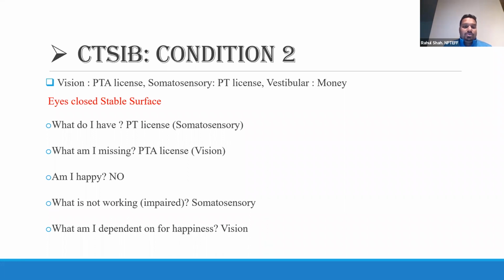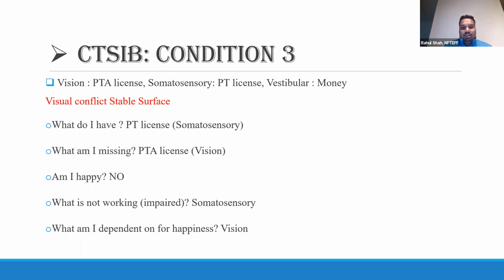So I have my somatosensory system, but I cannot balance. That means my somatosensory is affected. What am I missing? I am missing my vision. So if I cannot balance on somatosensory, that means I am dependent on my vision. Hope that makes things more clear.